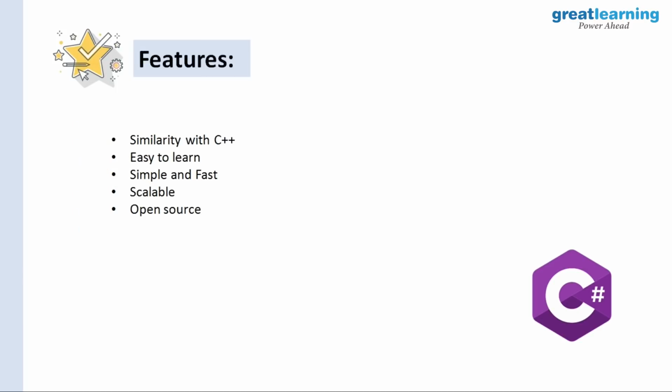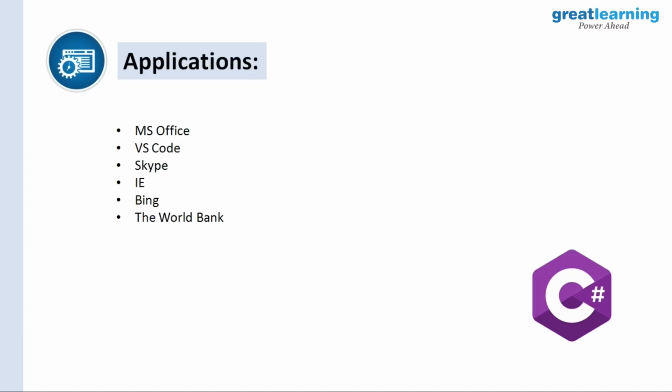Now let's move on to the features. It is similar to C++. It's easy to learn, very fast and simple. It's scalable and it is an open source programming language. If we talk about its applications, it is used in Windows applications like Microsoft Word, Skype, Visual Studio, Internet Explorer, and in mobile application development, such as Fox Sports, NBC Universal, and Slack.